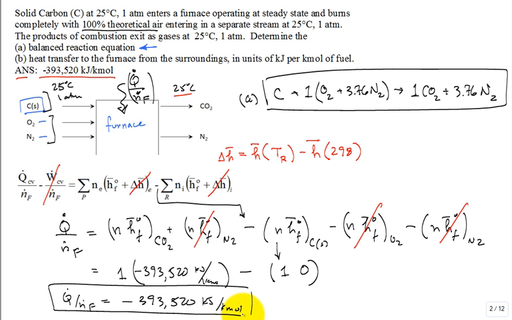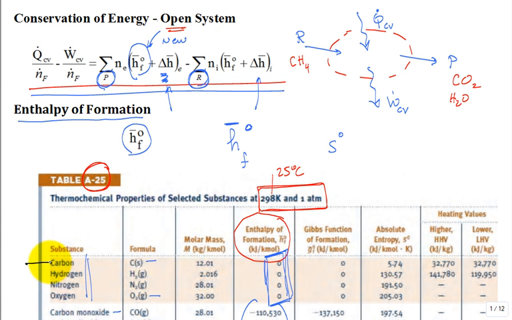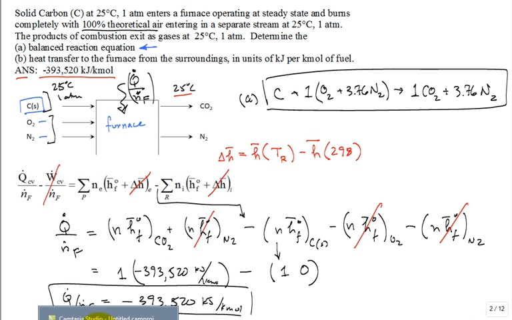Did you follow that logic? It's 0. Yeah, and so it's this top line right here. Carbon, solid, enthalpy of formation, 0. That's where it's at in our table. Okay, let's continue on then.